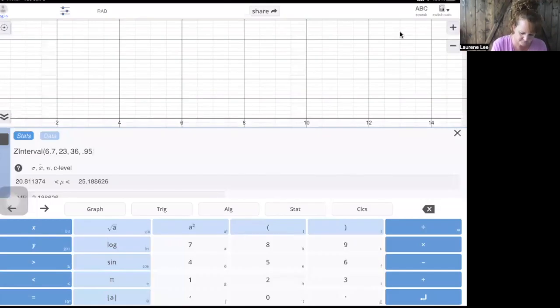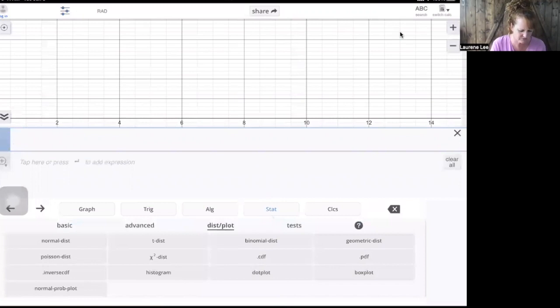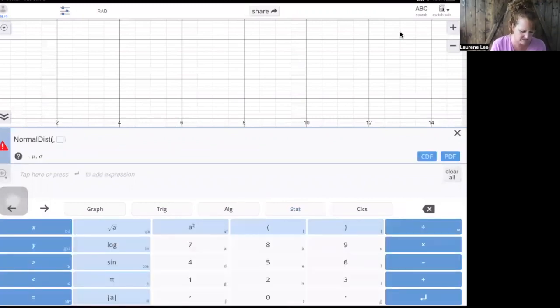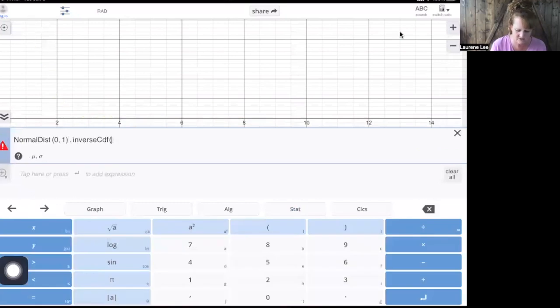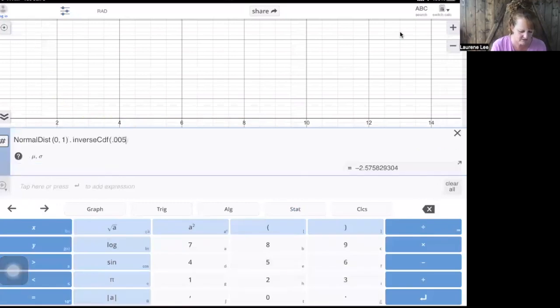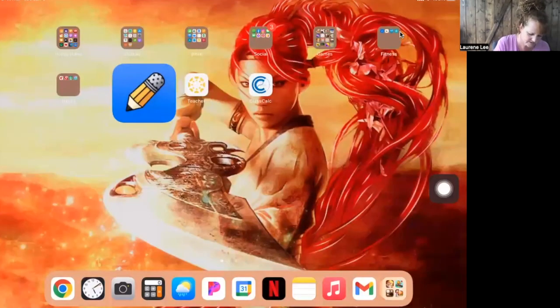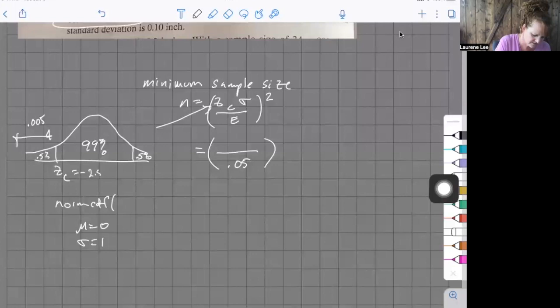You're going to go stat, distribution plot. You're doing a normal distribution. Your mean is 0. Your standard deviation is 1. And then you are going to go back into stat, and you're going to go back into distribution and do this inverse CDF, and your area is going to be 0.005. This is your Z critical score. Okay, negative 2.58, we'll call it. Negative 2.58.